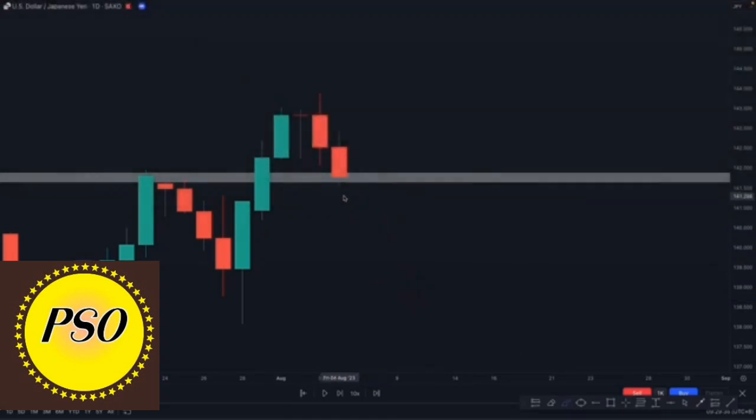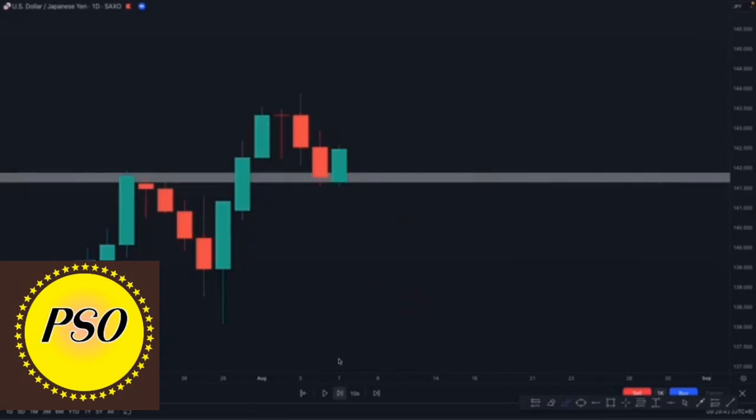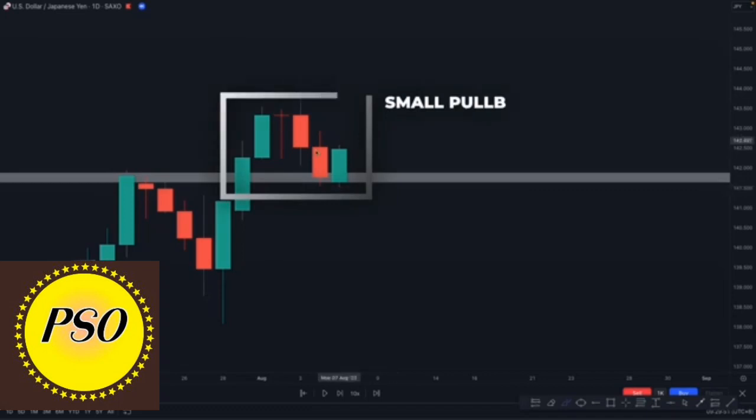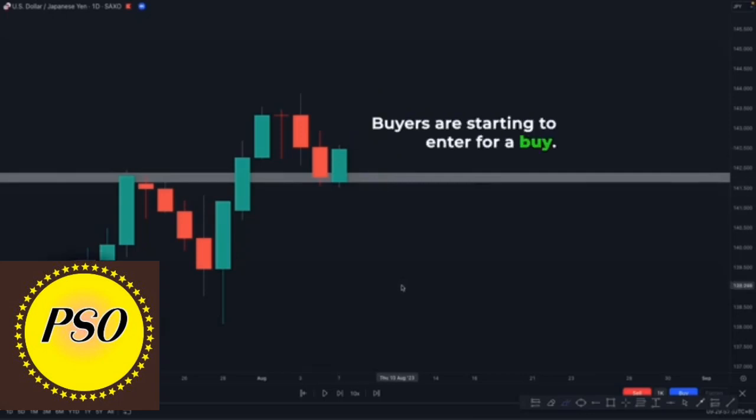So we want to wait for a confirmation that tells us that this is a pullback and not a false breakout. So we wait for the next candlestick. You can see the next candlestick, price gives us a green candlestick. So over here, we know that price has made a small pullback to this key level and has given us a green candlestick. That is good to go, right? That means buyers are starting to enter for a buy right now. So that is when we can potentially enter for a buy here.